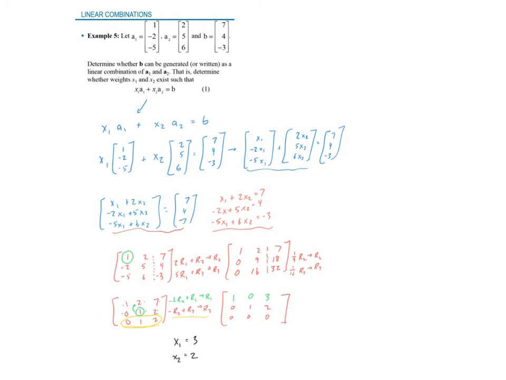Let me highlight them. These are the weights in front of A1 and A2 for how we build vector B, right? So what we've established now is that B is equal to 3 times A1 plus 2 times A2. And I will leave it to you to check that. If you triple A1, double A2, add them together, see what you get. That is how I build B. Write B as a linear combination of A1 and A2.